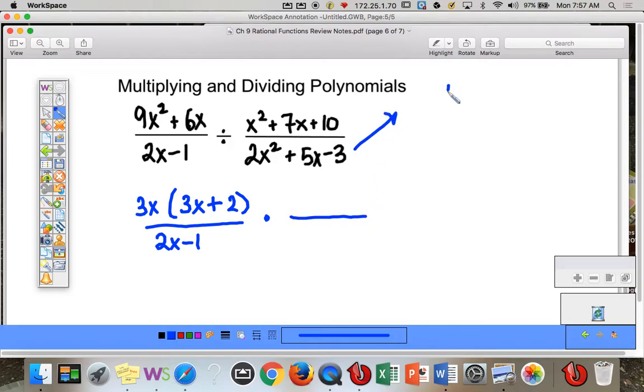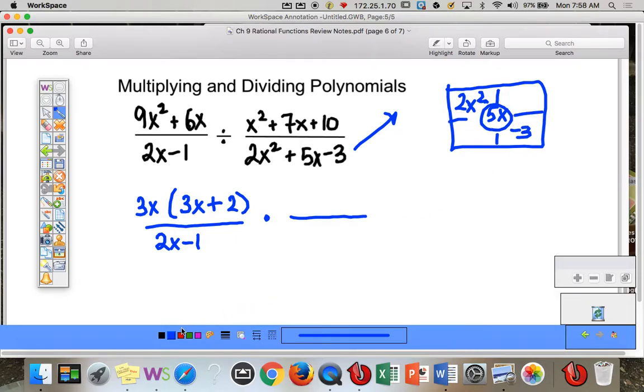I'm going to do a box and circle for this one right here. We have our 2x squared, our 5x, our minus 3. We want to know what multiplies to the first and the last box, so multiplies to negative 6x squared, that adds to our middle circle, 5x.